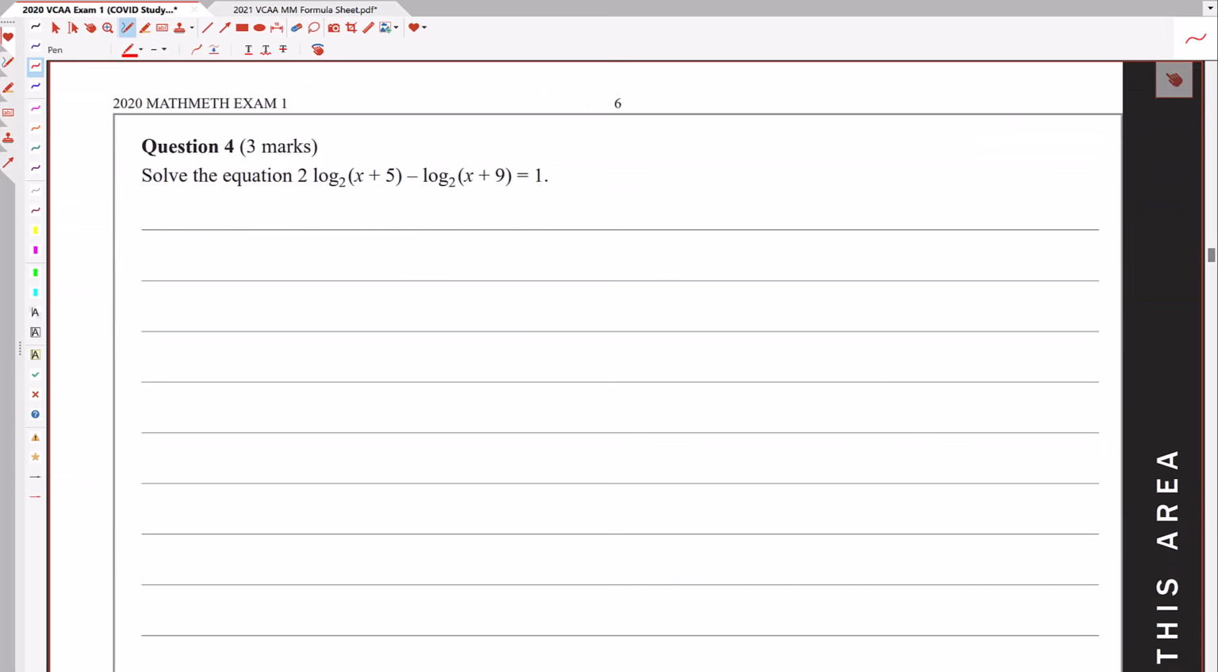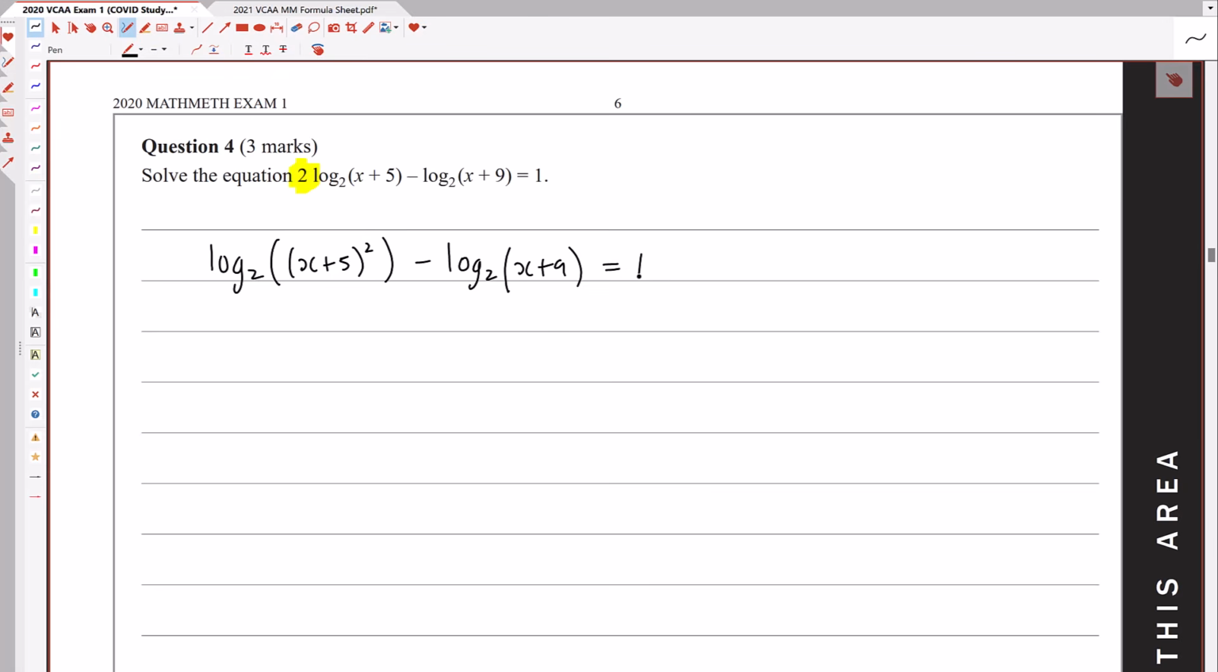Okay, question 4, solve the equation. Okay, so fairly straightforward, log equation. So we want to try to combine the logs together. So the first thing that's an issue with that is the 2 out the front here, so that needs to go up into the power. So this is the same as log 2 of x plus 5 squared. Take away log 2 of x plus 9 equals 1.